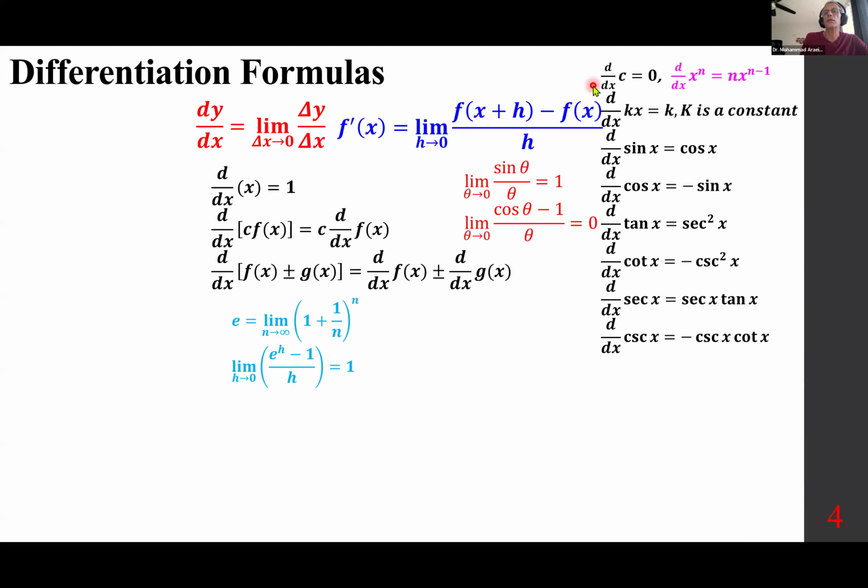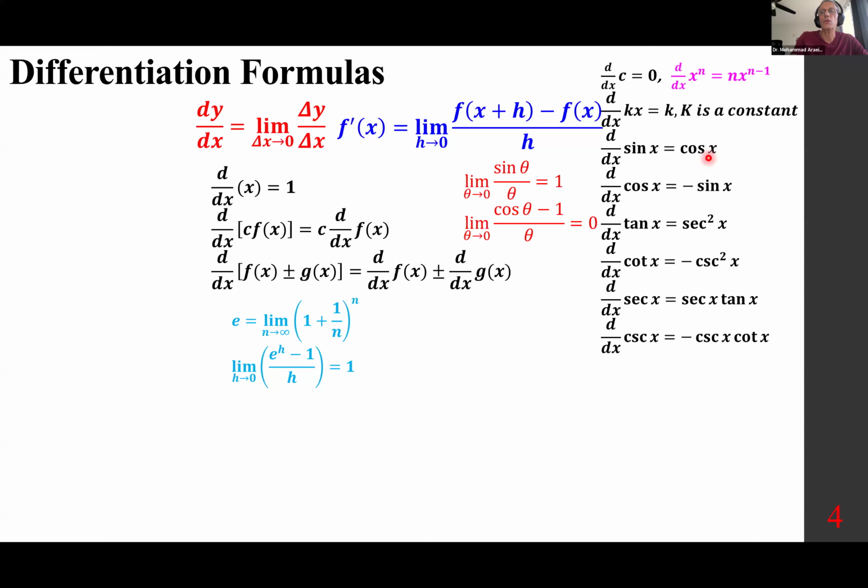So we mentioned the derivative of a constant. The derivative of a constant is 0. The derivative of x to the power of n, this is called the power rule, is n x to the power of n minus 1. The derivative of kx is k, where k is a number, a constant.